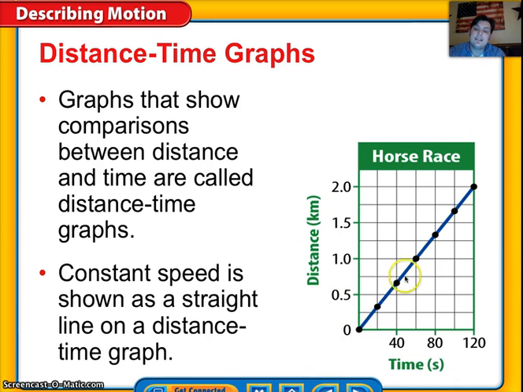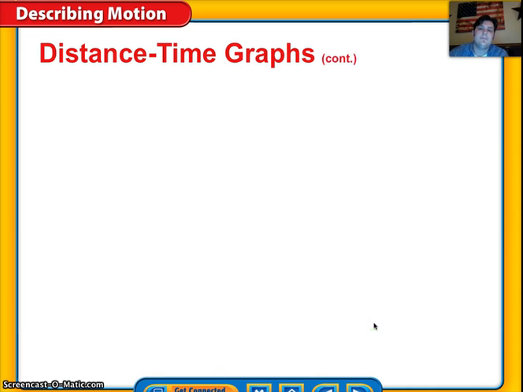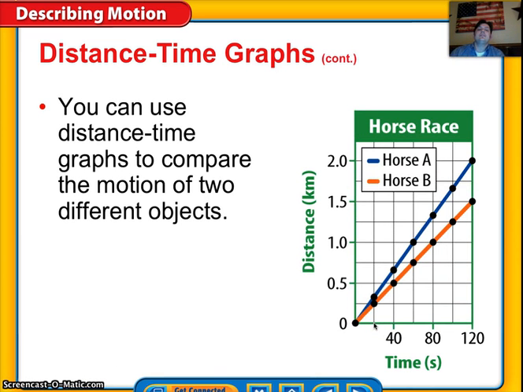Now, we can see that this has a straight line, and that tells me that this is going at a constant speed. When the slope is straight, not curvy, that's a constant speed. And you could use distance time graphs to actually compare the motion of two objects. Let's look at these two horses again. We have the blue horse A and the orange horse B. Now we have them comparing.